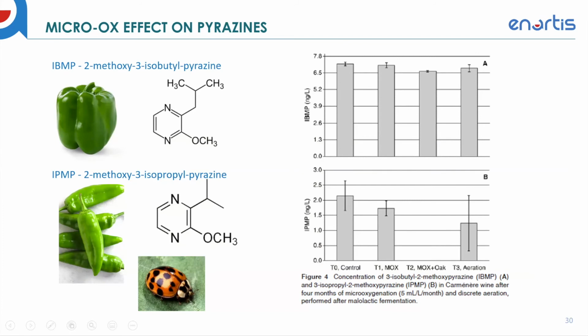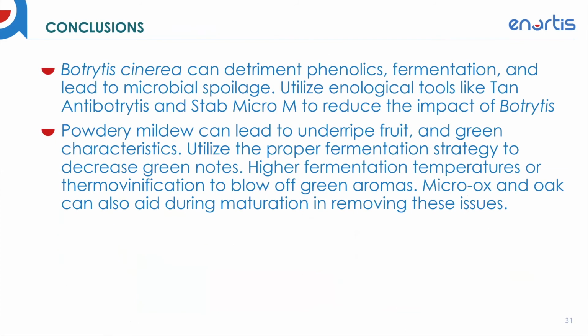So I've just gone through a lot of information very quickly, but basically in conclusion, botrytis cinerea can be detrimental to phenolics, fermentation, and leads to microbial spoilage. So we can use enological tools like tannin to botrytis or stab micro to reduce the impact of botrytis. So using tannin or chitosan can basically help a lot with botrytis affected fruit.